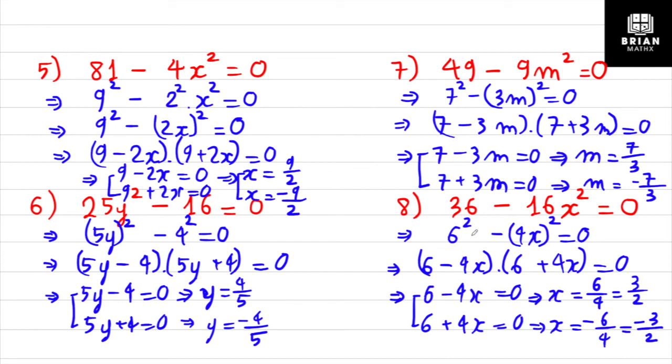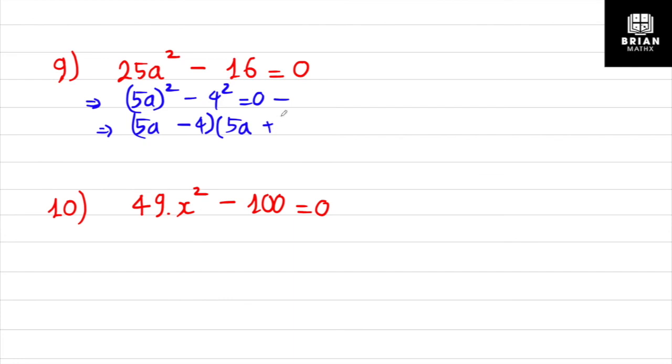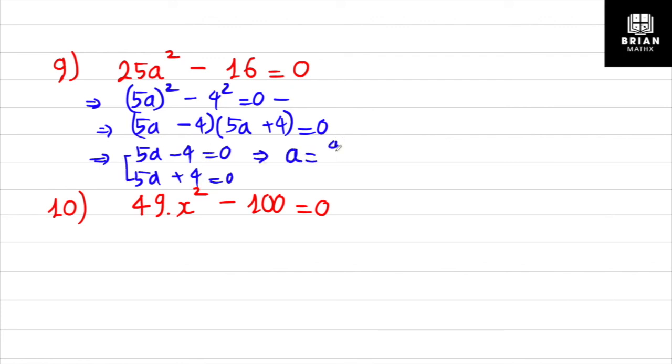And we have the last two questions, 9 and 10. So how can you solve this? Question here, you got 5a and square outside minus 4 square equal to 0. And 5a minus 4 first. Secondly, 5a plus 4 equal to 0. And 5a negative 4 equal to 0. 5a plus 4 equal to 0. For this one, you got a equal to 4 divided by 5. For this one, a equal to negative 4 divided by 5.